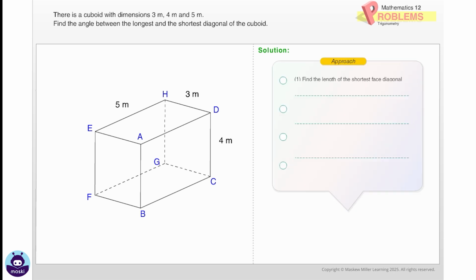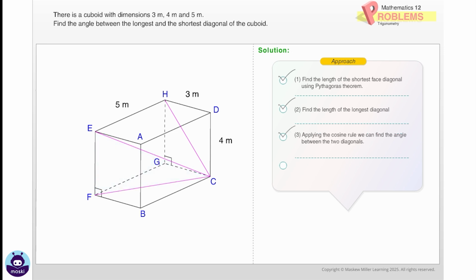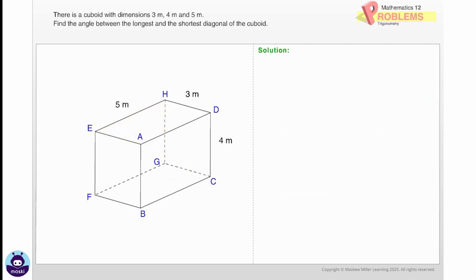Solution. First, let us name the cuboid as A, B, C, D, E, F, G, H, as shown in the figure. Find the length of the shortest face diagonal using the Pythagoras theorem. Find the length of the longest diagonal. Applying the cosine rule, we can find the angle between the two diagonals. The longest diagonal in a cuboid is also called the body diagonal.